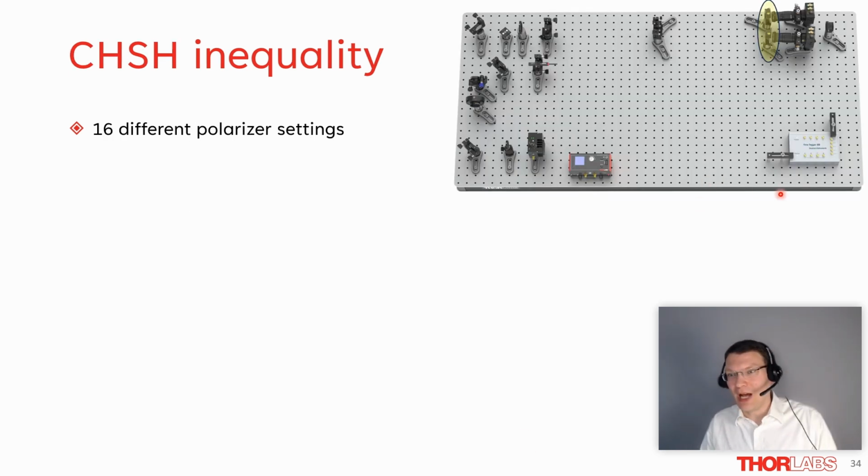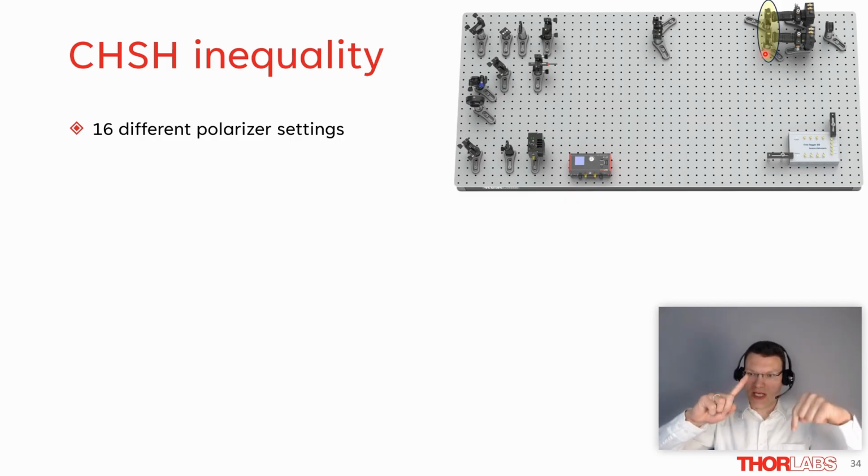Now, how does this look in the experiment? We don't have to change anything. Everything is there already as we need it. We have our two polarizers in front of our two detectors. And what we have to do now is take 16 different measurements at certain polarizer settings.